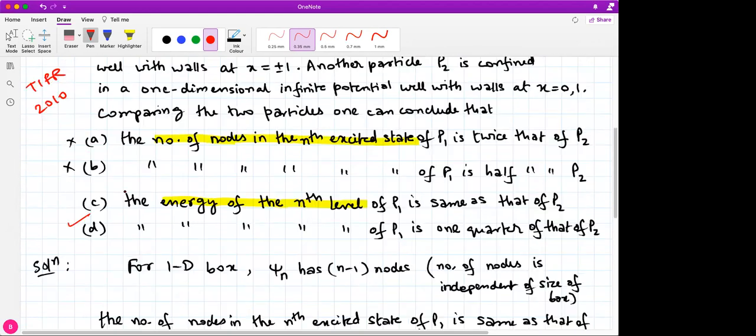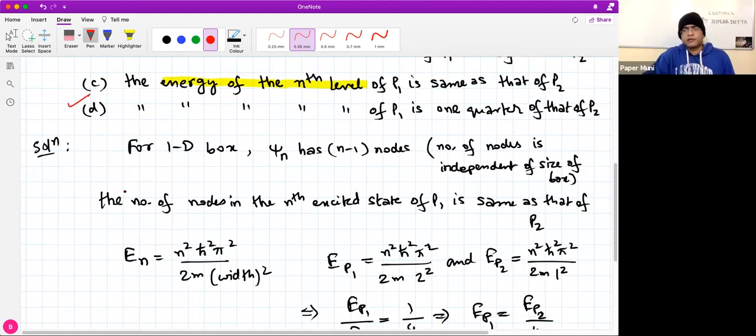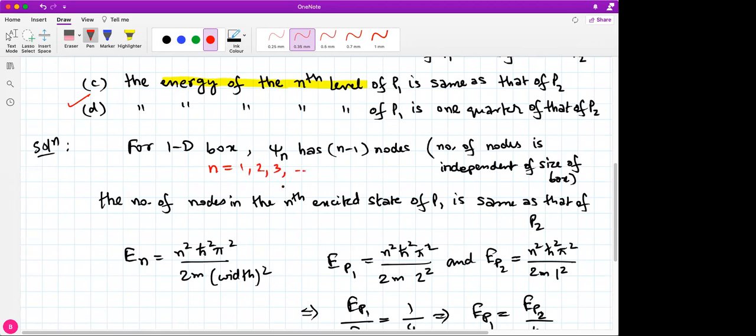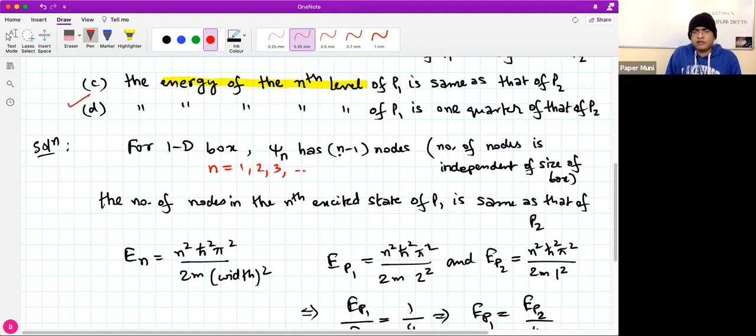Can you explain the nodes point again? We saw that if we plot the wave functions for the asymmetric case, the number of nodes of a given wave function is equal to n minus 1. Here n starts from 1, 2, 3, like this. So psi1 means ground state, which has 1 minus 1, that is 0 nodes. Psi2 has 2 minus 1, that is 1 node. Psi3 has 2 nodes.